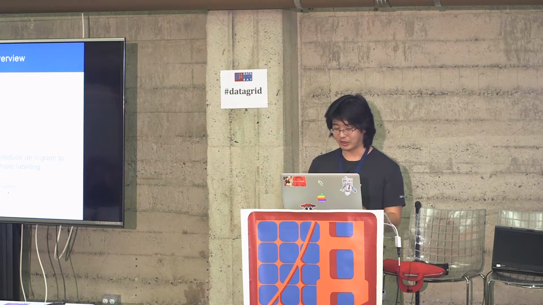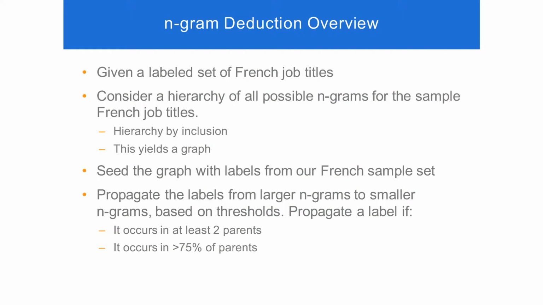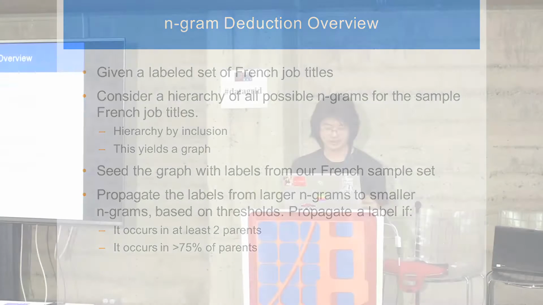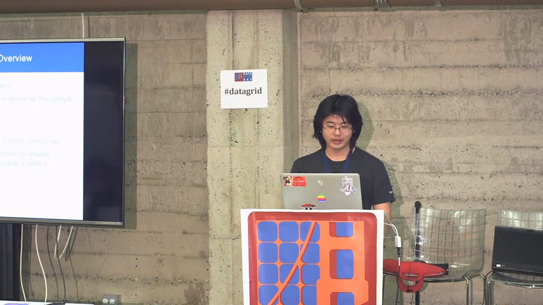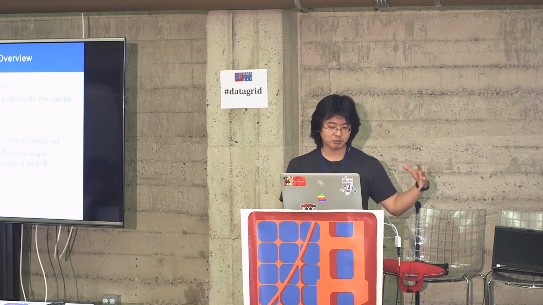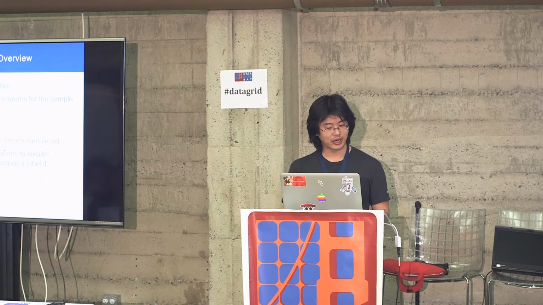Now, obviously, we don't want to examine all possible n-grams, so we have some optimizations here. So here's a more detailed view of n-gram deduction. Given a labeled set of French job titles, we will consider a hierarchy of all possible n-grams. I'll get to what that hierarchy means in a moment, but basically we form a hierarchy of n-grams by inclusion, and this yields a graph. So we can see the largest parts at the top of this graph with labels from our French sample set, and then we can propagate these down into smaller n-grams.